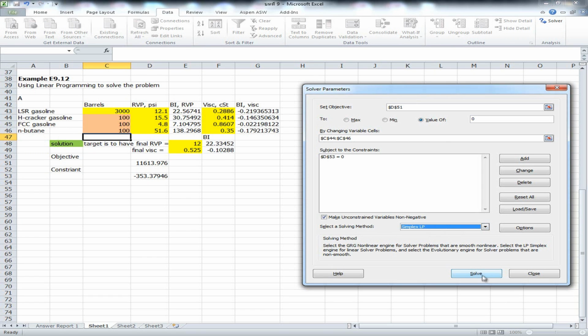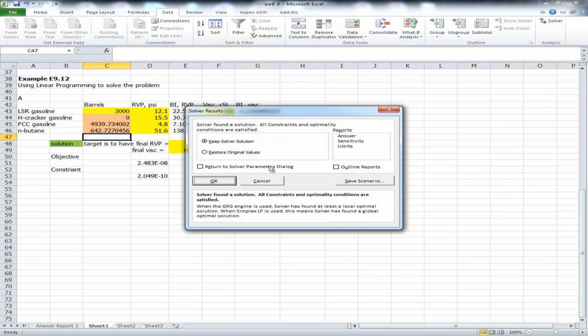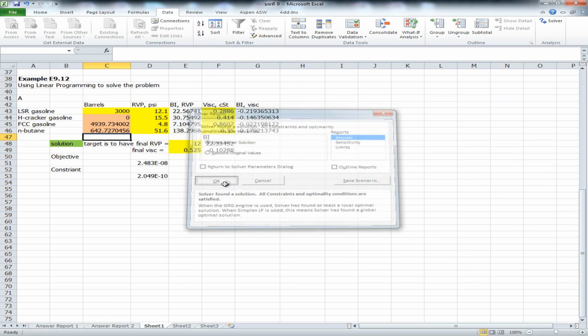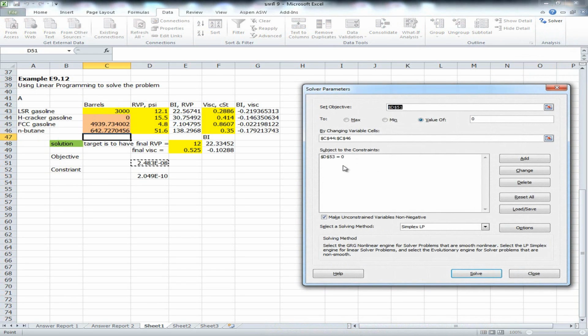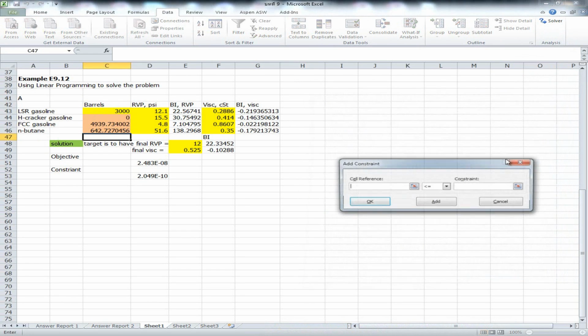Oh, let's see. So in this case, we don't need any hydrocracker gasoline to add into that. We require only FCC and N-butane. But the product that we have here will not be big. However, we can put a constraint on this by adding that.